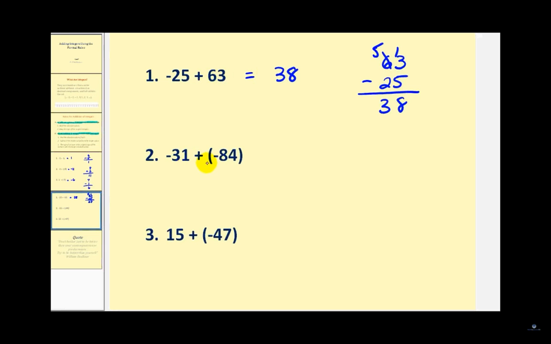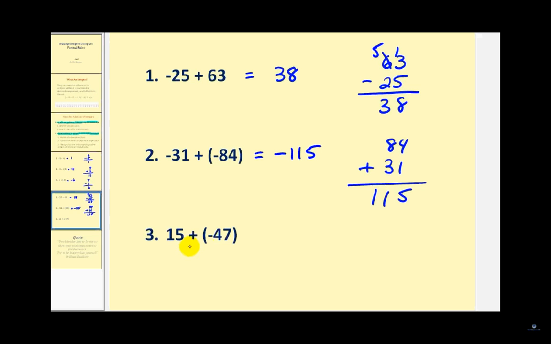Number 2, we have negative 31 plus negative 84. Again, we'll take the absolute value of both, which would be 31 and 84. But since they have the same sign, we'll add them this time. So we have 5 and 11, 115. And since both integers were negative, our sum will be negative 115.